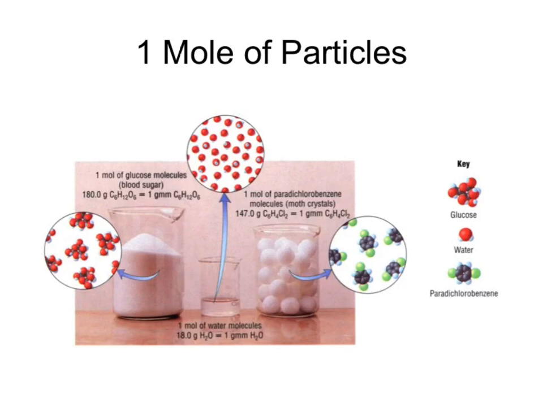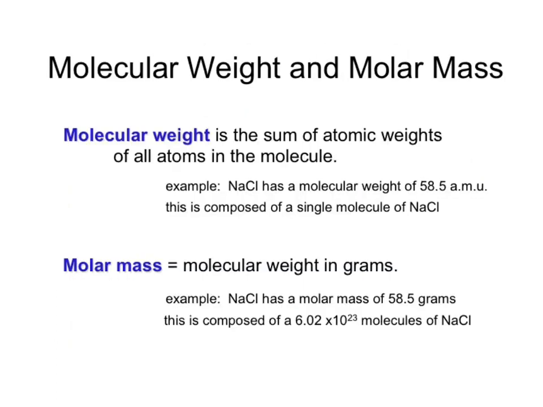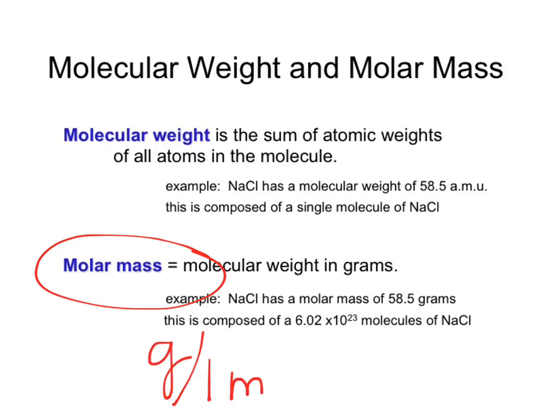So, a mole of particles. You can have your mole of whatever atom you're talking about, but then you have the mole of, say, your compound. So here is a mole of moth crystals. This is a mole of water, and then we see a mole of sugar, and you can see how they have different sizes. So molecular weight is the sum of our weights, and then molar mass is our weight in grams. So it's our weight in grams per 1 mole.